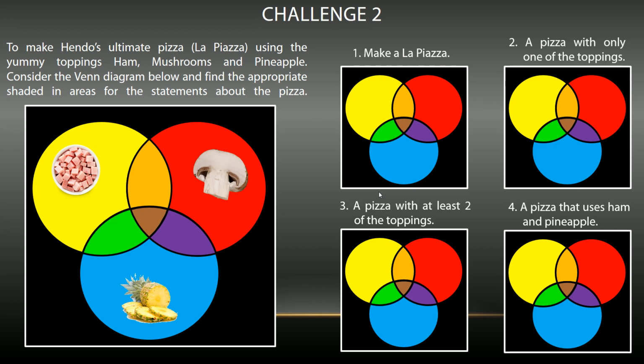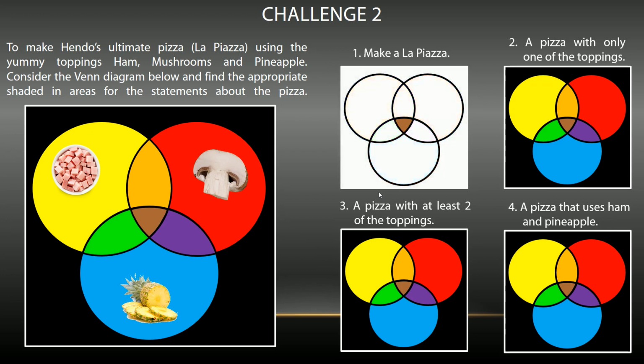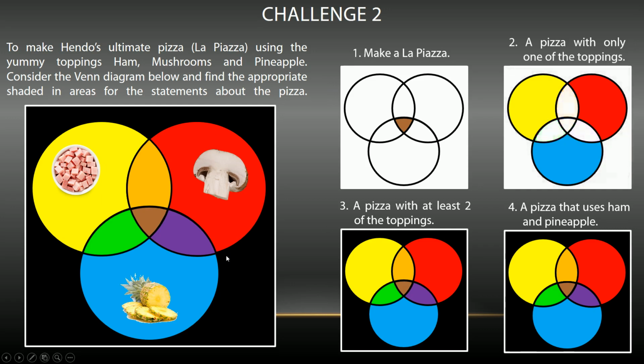Okay, welcome back. So to make a La Piazza, it would just be the brown part in the middle of the Venn diagram. That is the only condition that will make that true. So you need to have ham and mushroom and pineapple. The next one is a pizza with only one of the toppings. Okay, would be all the extra bits outside of them. Okay, so they're not quite crescent moons.